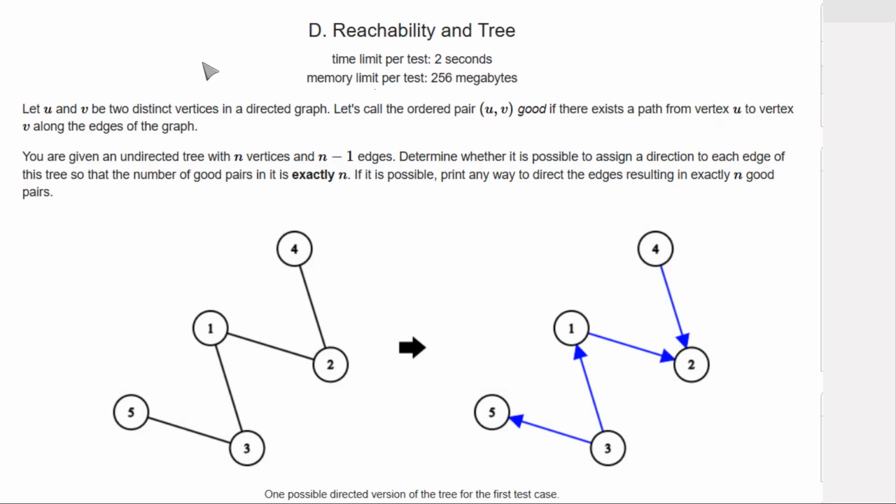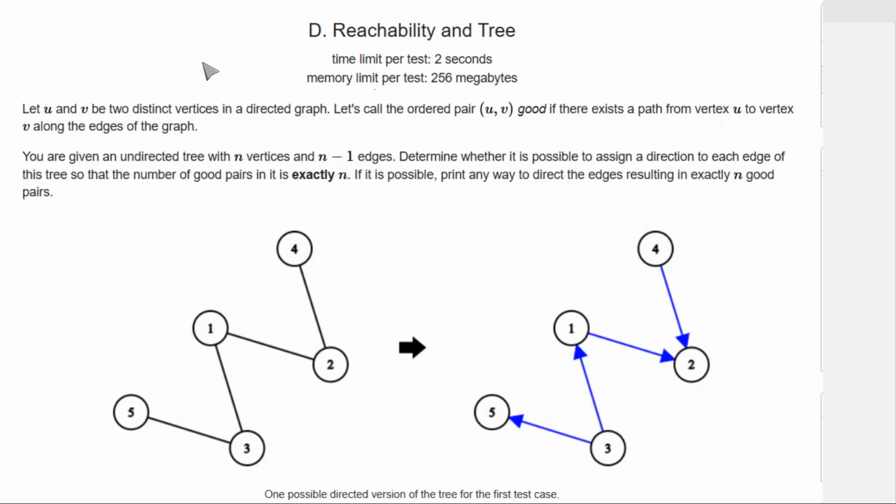So here we let U and V be two distinct vertices in a directed graph. Let's call the ordered pair UV good if there exists a path from vertex U to vertex V along the edges of the graph. Now the problem gives us an undirected tree. We have n vertices and n-1 edges.